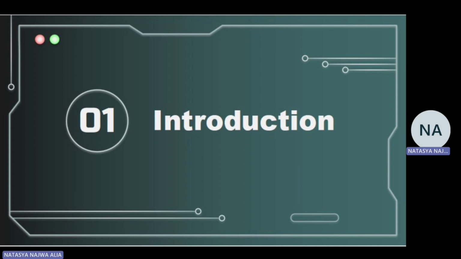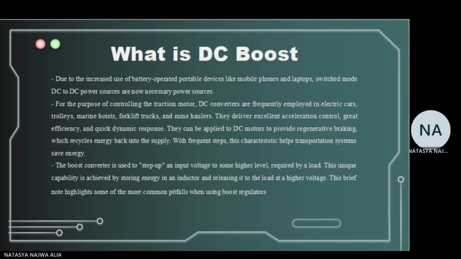First, introduction. What is DC boost? Due to increased use of battery-operated portable devices like mobile phone and laptop, switch mode DC to DC power sources are now necessary power sources.